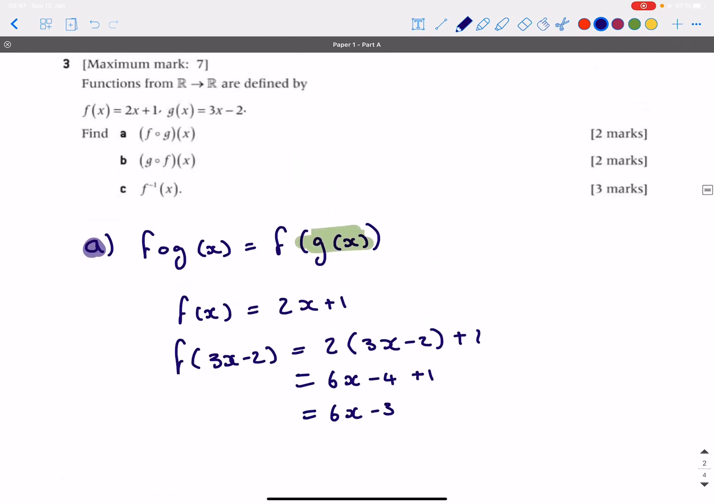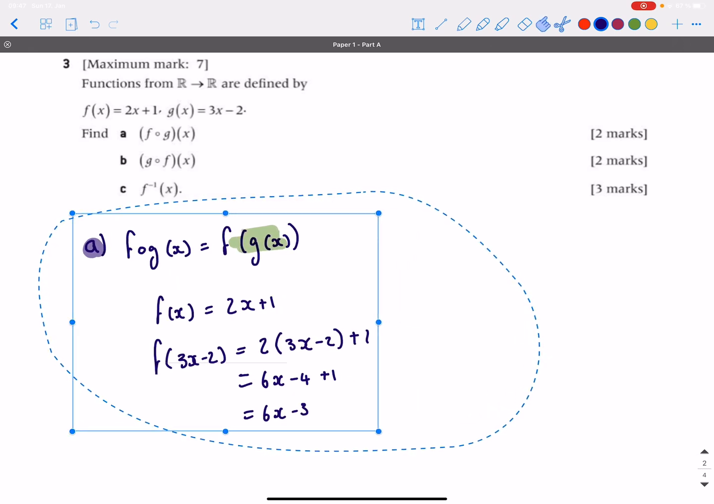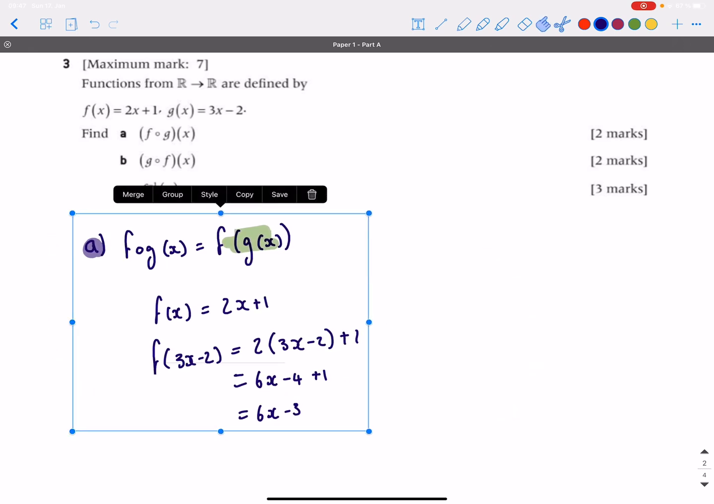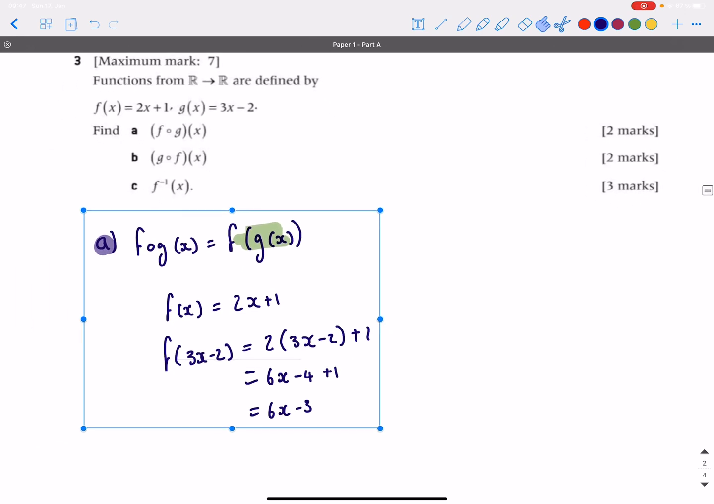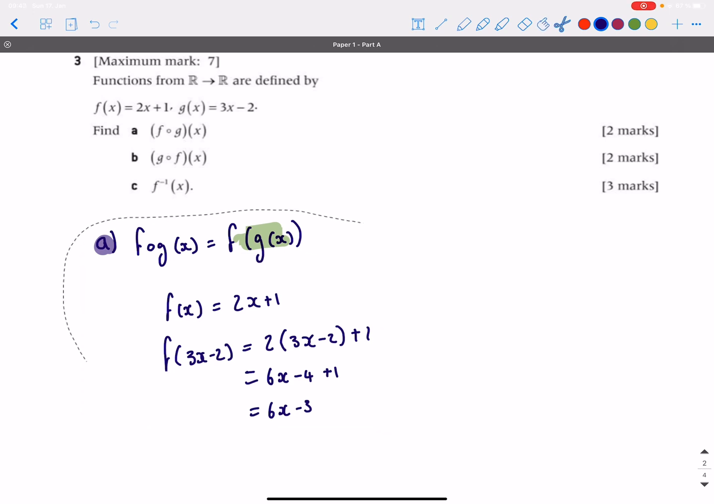I am not going to have enough room to do all of these. Hang on a second. Can I make this smaller? Hopefully. Not really. Well, I'll just put that to one side and write a little bit smaller for the rest of it.